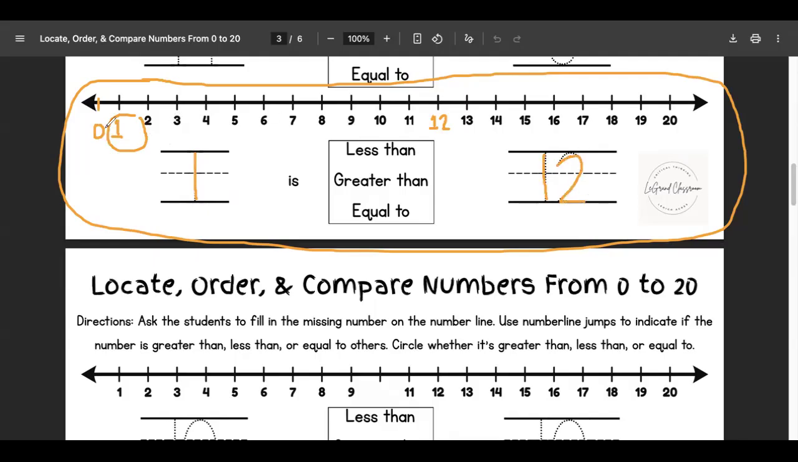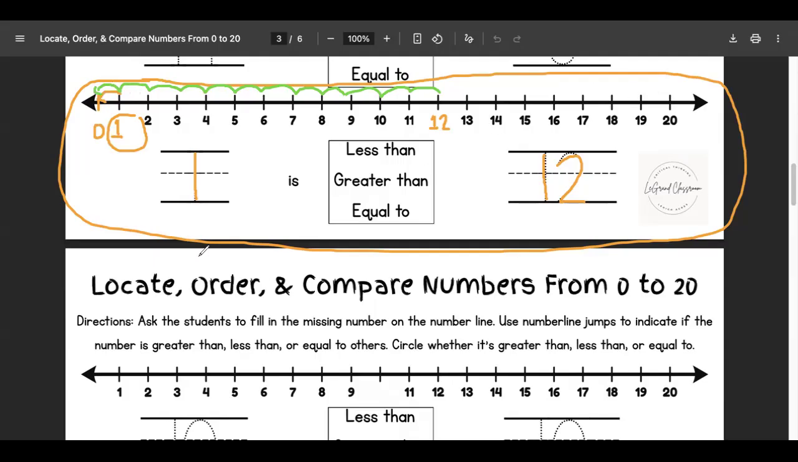Now, if you said because 1 is closer to 0, you are correct. If I were to do a jump, look at that, that's just one jump. But let me change the color. If I were to do the jump for the 12, look at how many jumps it takes from 0. There's a total of 12 jumps here.